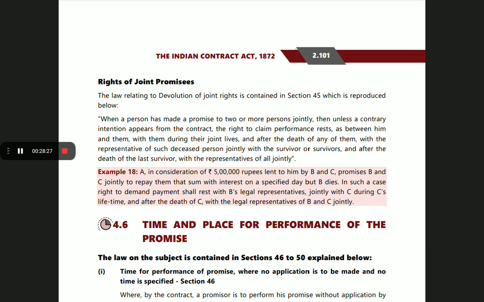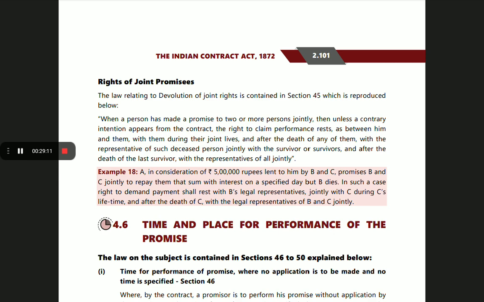Example: A, in consideration of 5 lakh rupees lent to him by B and C, promises B and C jointly to repay them that sum with interest on a specified date, but B dies. In such a case, the right to demand payment shall rest with B's legal representatives jointly with C during C's lifetime, and after the death of C, with the legal representatives of B and C jointly.